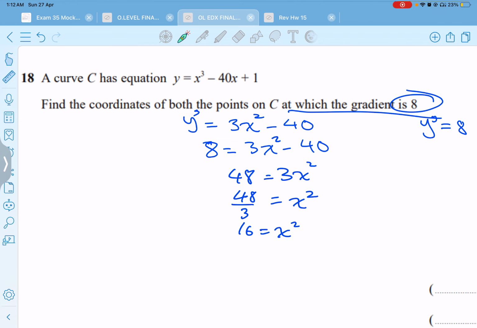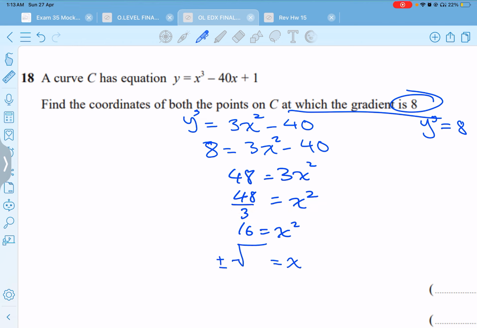Just to save your time, if you see a number and beside it the x to the power of a positive 1, you just write it without the x, omit or remove the x. Then you allow the y dash to be equal to 8, then you move the 40 by the plus, it's going to be 48, then divide by 3, it's going to be 16.